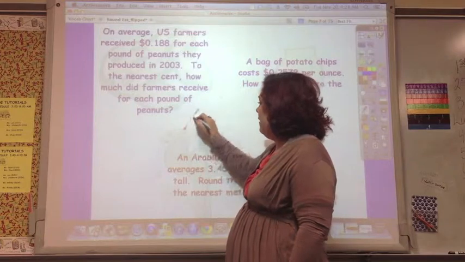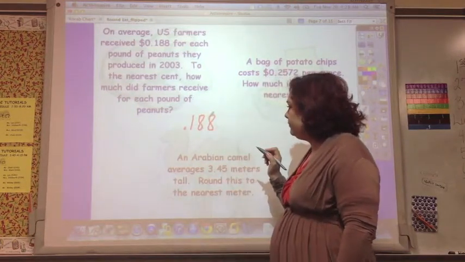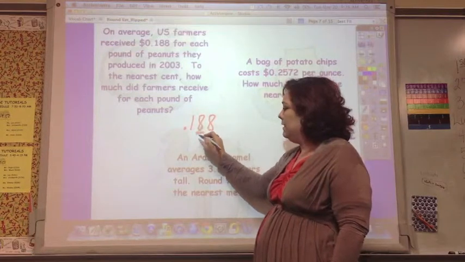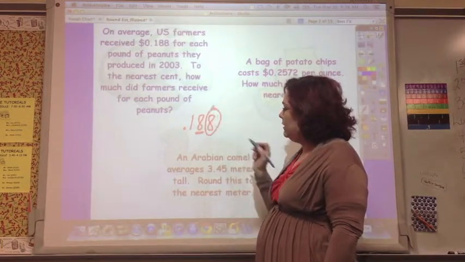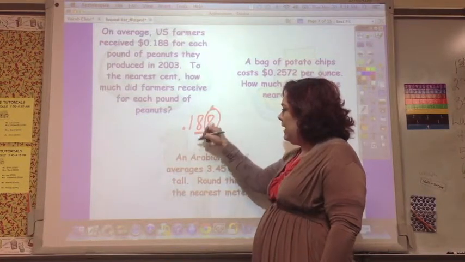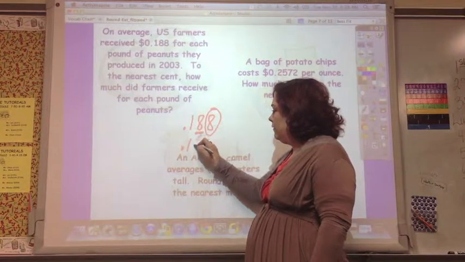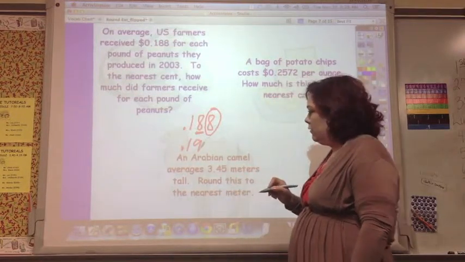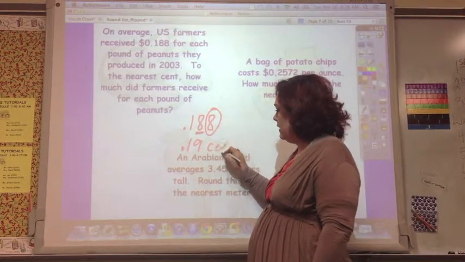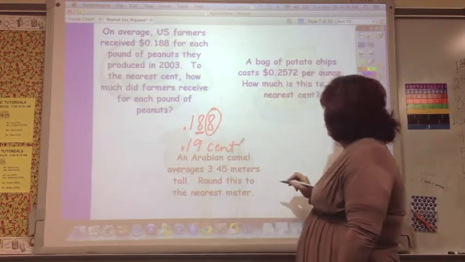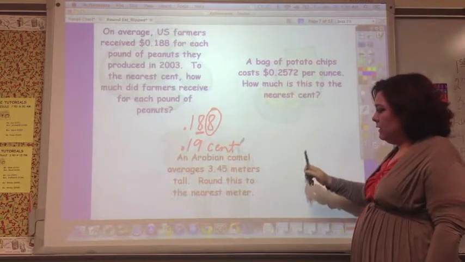So if they have 188 cents would be this one. That's the nearest cent. Look to this one. So 8's going to make 8 go to 9. So 19 cents. That's cents. 19 cents. So do this one and do this one.